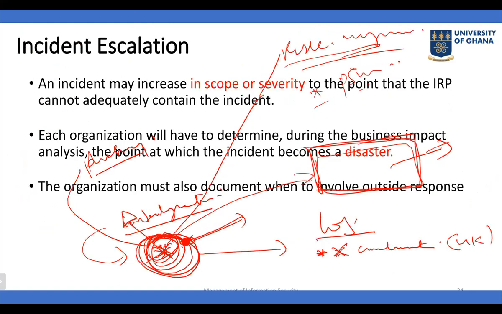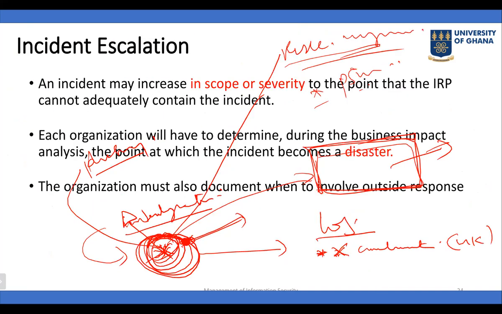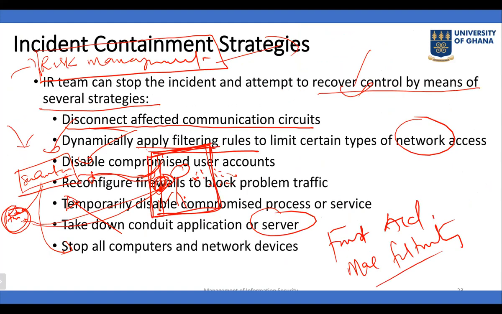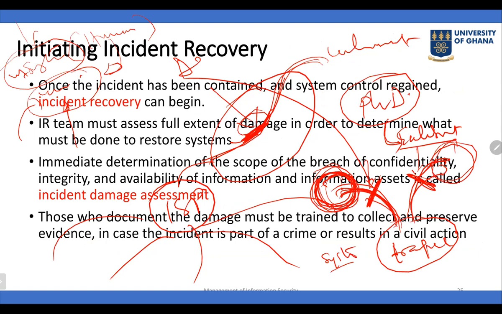An incident may increase in scope or severity to the point that the incident response plan cannot adequately contain the incident. Each organization will have to determine during the business impact analysis the point at which the incident becomes a disaster. The organization must also document when to involve outside response. So when it becomes a disaster, you now have to put steps in place to recover. If you're not able to recover, then like I said, the likelihood that your organization will keep on is very low.